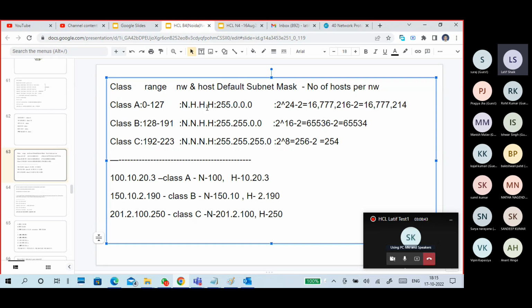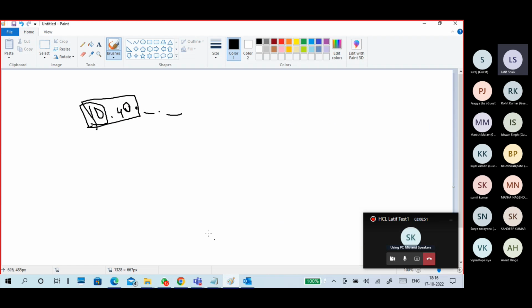The first octet is the network and the remaining are host, with this subnet mask. This is the default subnet mask of a class A. The 255 represents the network portion: ones represent network, zeros represent host. If you convert this into binary, then you will understand. Whatever it is, network and host, check the subnet mask also.